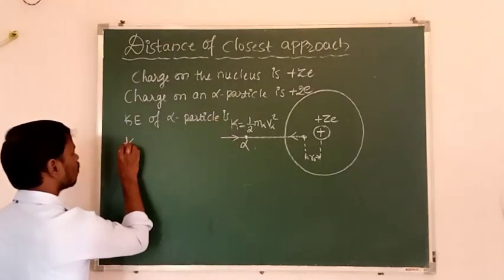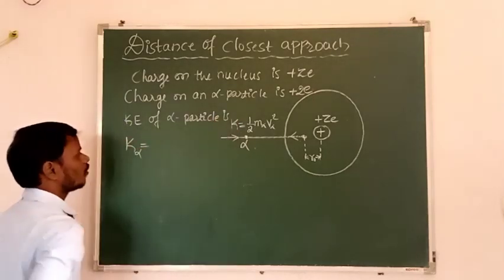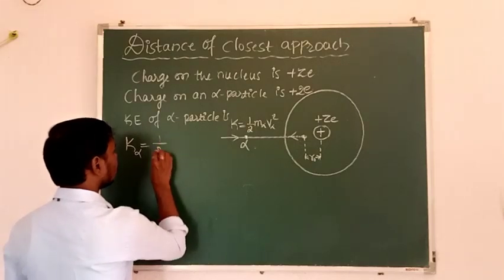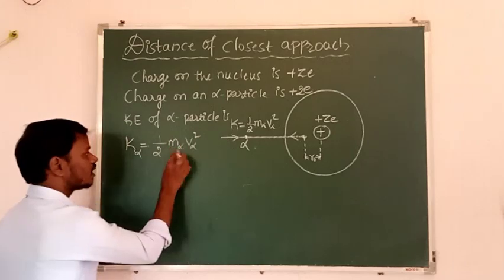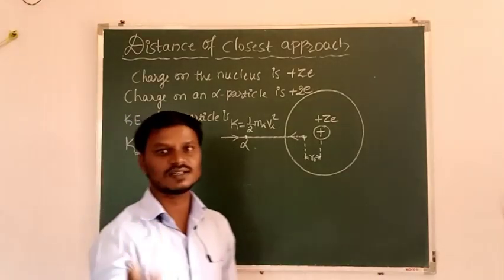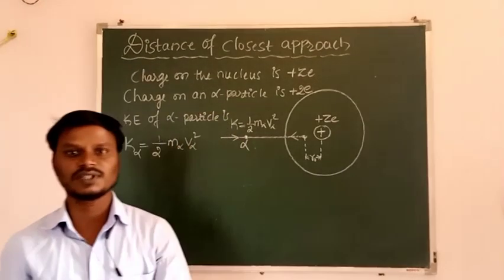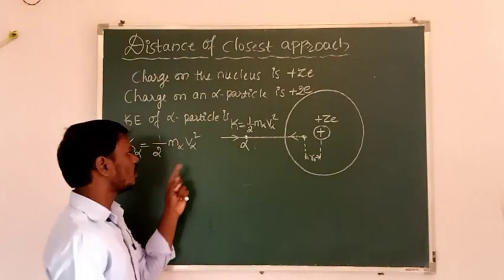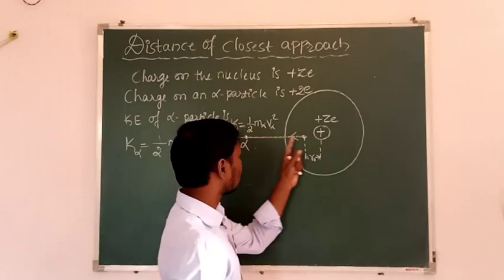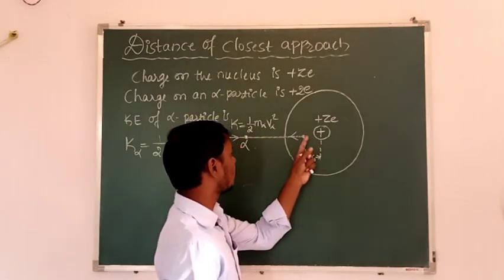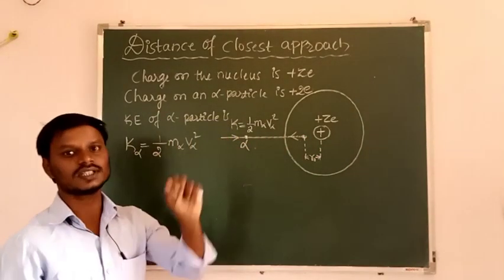That is K is equal to, I will write K alpha, that is 1 by 2 m alpha into V alpha square. What is m alpha? M alpha is nothing but the mass of the helium nucleus or mass of the alpha particle. And what is V alpha? Velocity of the alpha particle. Then when this alpha particle comes near to the nucleus, the kinetic energy is converted into potential energy.